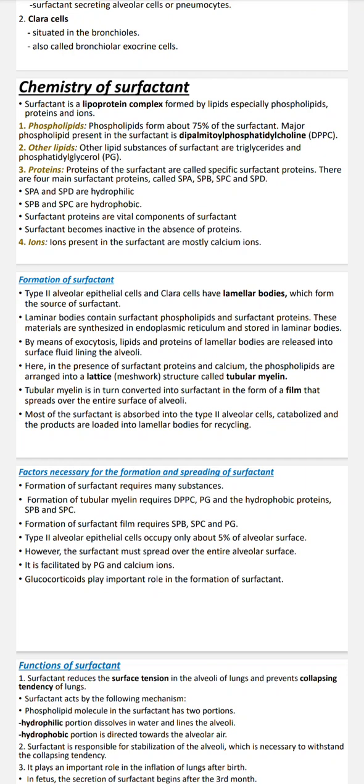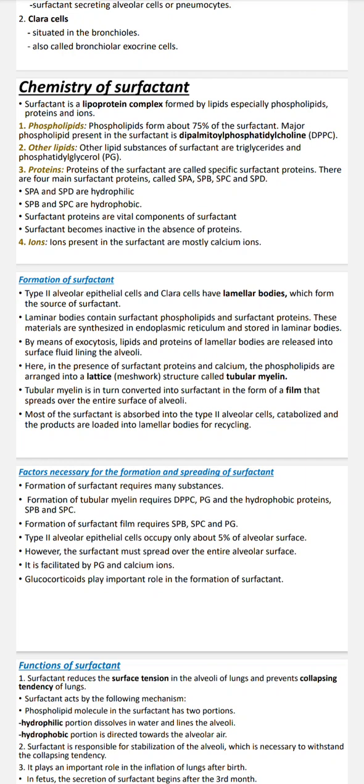So formation of surfactant, how it is formed. The type 2 alveolar cells as well as the Clara cells have many lamellar bodies, which are the main source of surfactant. The lamellar bodies contain surfactant phospholipids and the surfactant proteins. These materials are synthesized in the endoplasmic reticulum and stored in the lamellar bodies. By means of exocytosis, these are released into the alveoli.